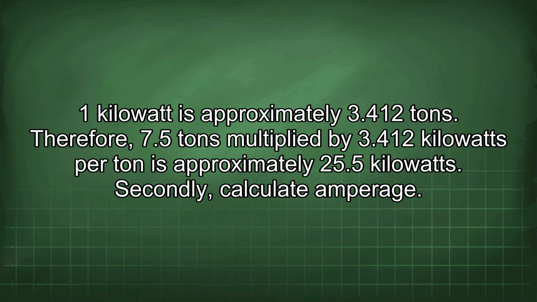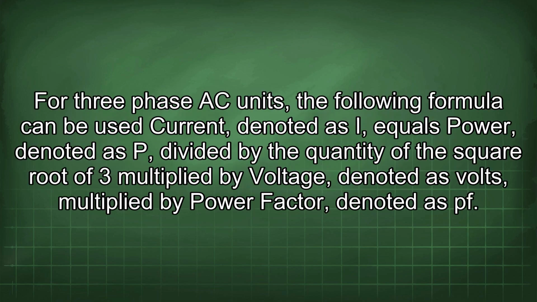Secondly, calculate amperage. For 3-phase AC units, the following formula can be used: current, denoted as I, equals power, denoted as P, divided by the quantity of the square root of 3 multiplied by voltage, denoted as volts, multiplied by power factor, denoted as PF.